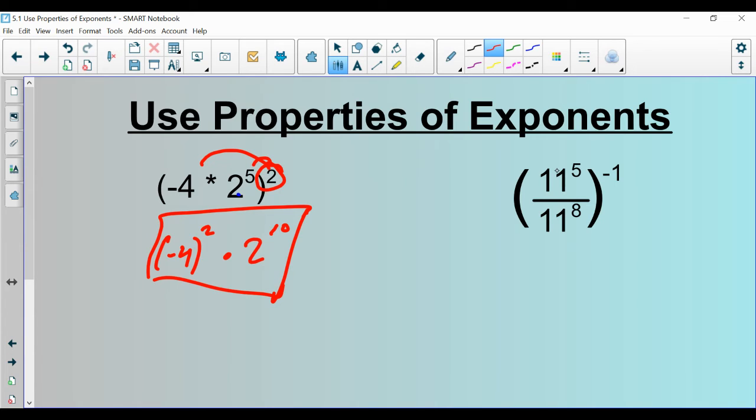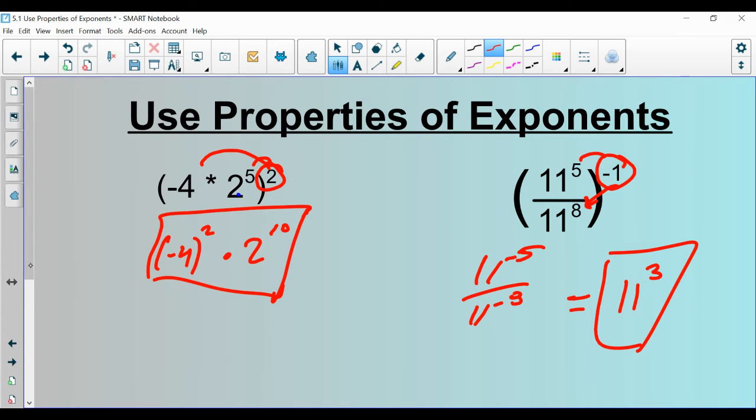There's lots of ways to answer this second question up here, 11 to the 5th divided by 11 to the 8th. One of the ways is that you could take this exponent and apply it in both to the numerator and to the denominator. This would be using multiplication just like it was here. So you'd have 11 to the negative 5th over 11 to the negative 8th. You have another property that says if you are dividing with the same base like you are here, you subtract their exponents. And subtracting the exponents here, negative 5 minus negative 8 is actually positive 3. Because it's positive, it's going to be in the numerator, and that would be my answer.